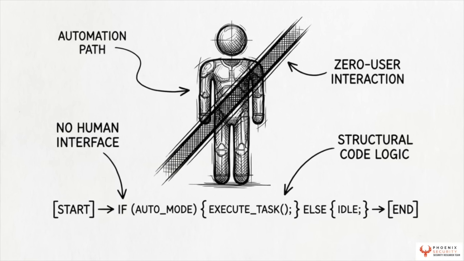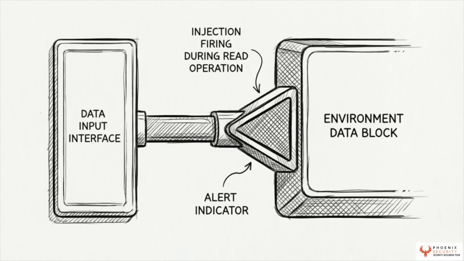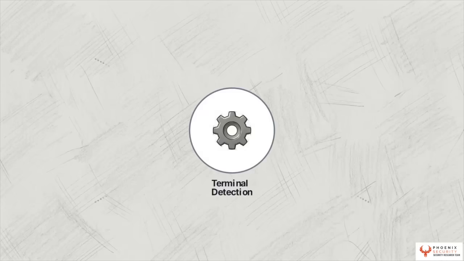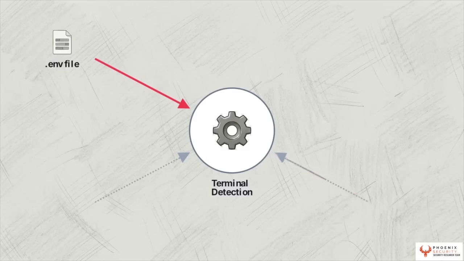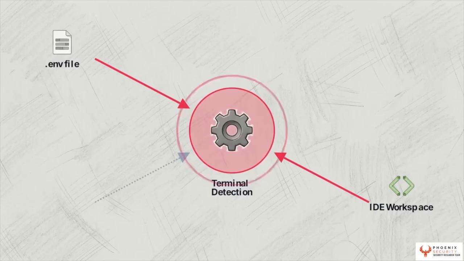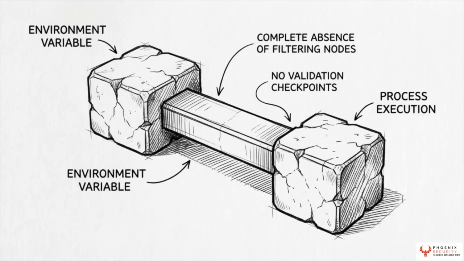Notice that this path requires 0 user interaction. The injection fires the moment the application attempts to read the environment. Attackers can control this variable through several indirect channels, such as a poisoned .env file committed to a repository, or a malicious IDE workspace configuration file that sets local terminal profiles. Assuming an environment variable will only ever contain a safe binary name creates a direct boundary failure.